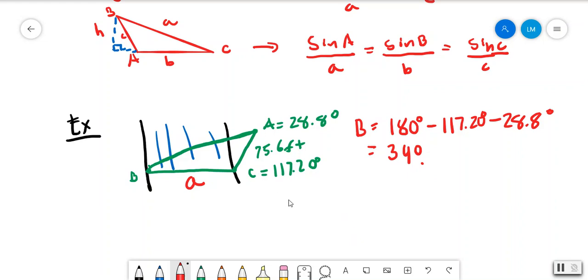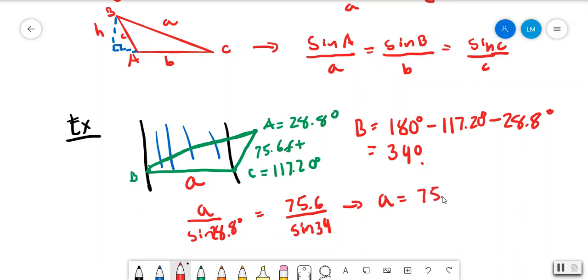Now, the rest of this requires that we find A. So we'll just write that A divided by sine of 28.8 is equal to, well, we know that's going to be 75.6 divided by sine of 34. So symbolically, A is equal to 75.6 times sine of 28.8 degrees, all divided by sine of 34.